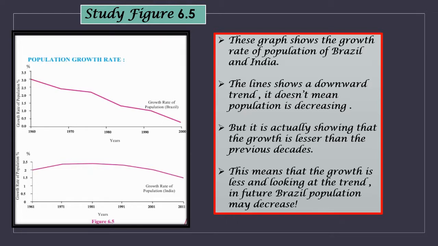The given graph is a line graph. On the x-axis we have the years and on the y-axis we have the growth rate of population in percentage. When we observe the graph of Brazil, we see that the line shows a downward trend. It doesn't mean the population is decreasing, but it is actually showing the growth is lesser than the previous decade. This means that the growth is less, and looking at the trend, in future Brazil's population may decrease. But when we observe the graph of India, we can say that the population growth rate is stabilized.